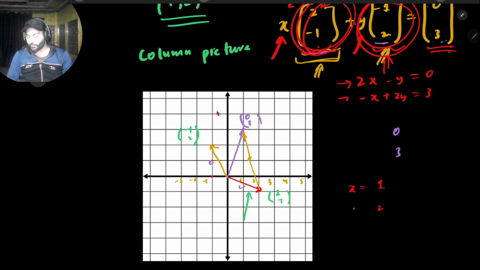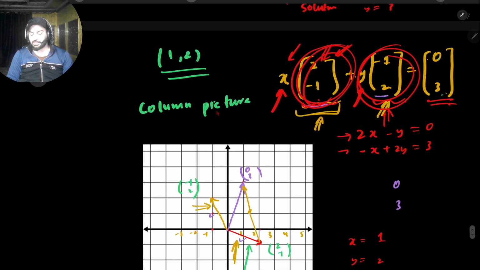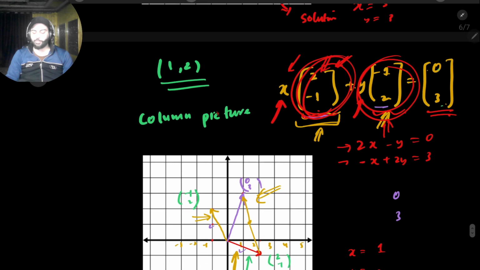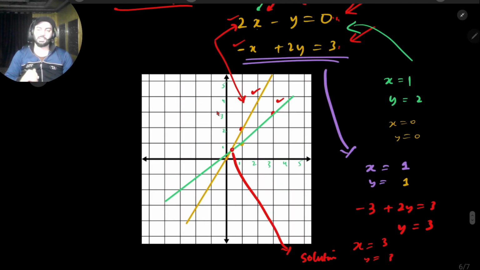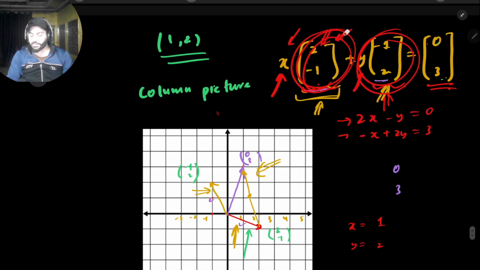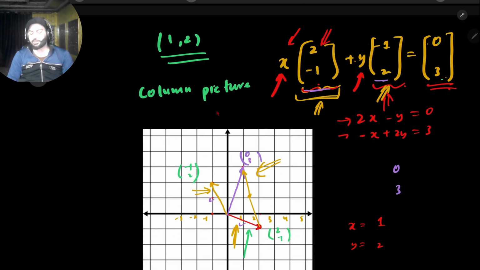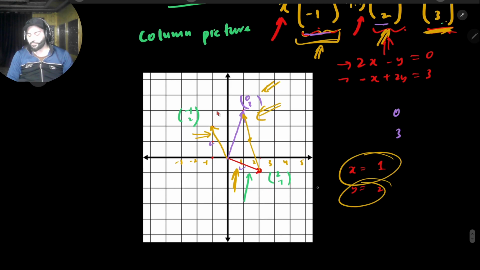X is equal to 1 and y is equal to 2, because I'm taking one of the red vector, and then two of this yellow vector to reach the resultant vector 0 comma 3. In the row picture, we just constructed a line and found the common point. That was the solution. Here we saw how to combine these vectors, in what proportion, so that we reach this resultant point. We got the solution x is equal to 1, y is equal to 2 in both cases.